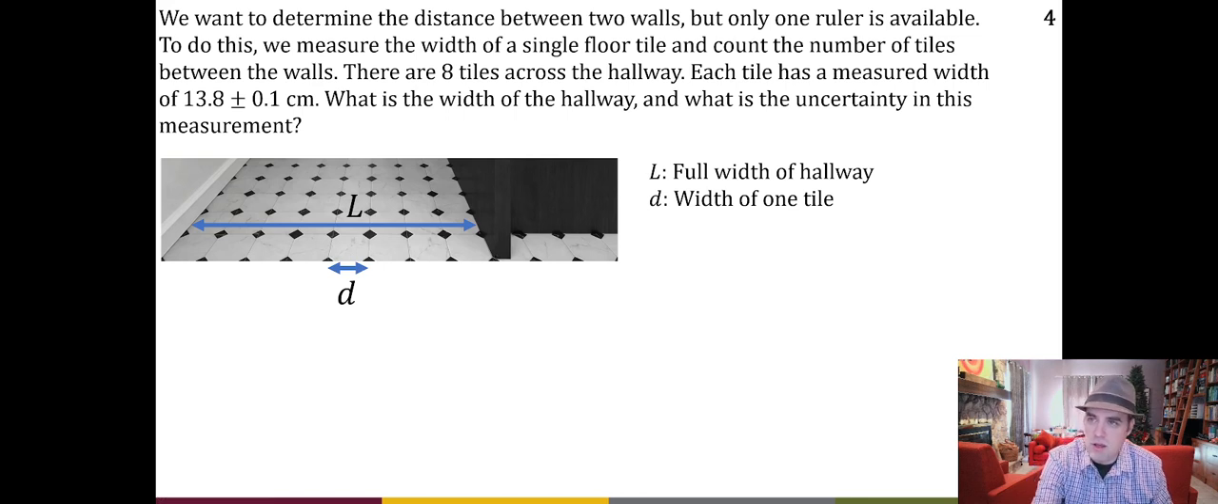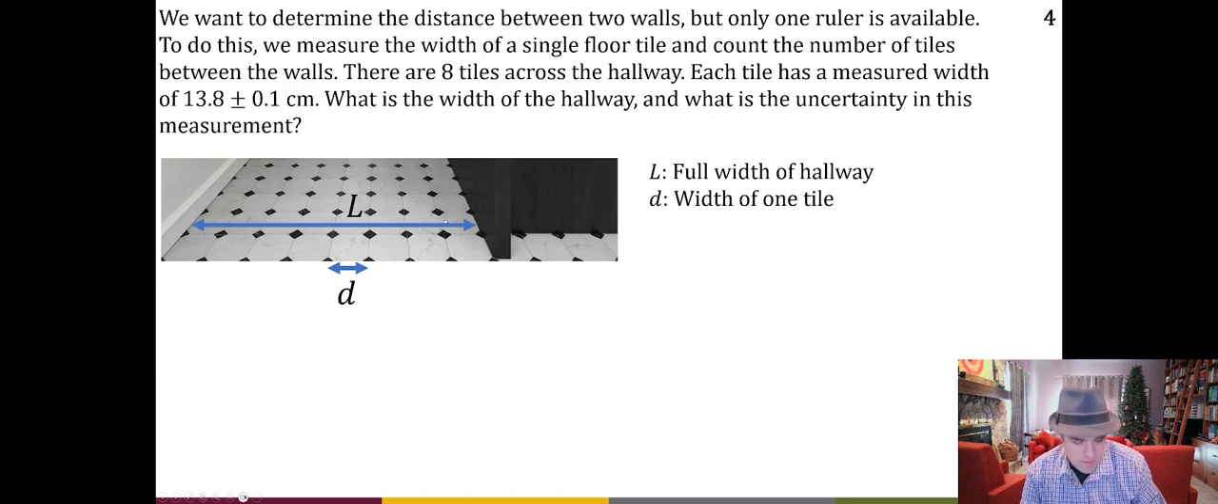Here's another example that I want to go over with you, and let's say we want to know what the width of this hallway is going to be, but all we have is one ruler. So we think, okay, well, let's measure the width of one tile, and then multiply that by how many tiles there are. So we see there's 8 tiles all the way across. So we can take that measured value and multiply it by 8 in order to get the full width of the hallway. So let's say that the width of one tile is 13.8 plus or minus 0.1 centimeters.